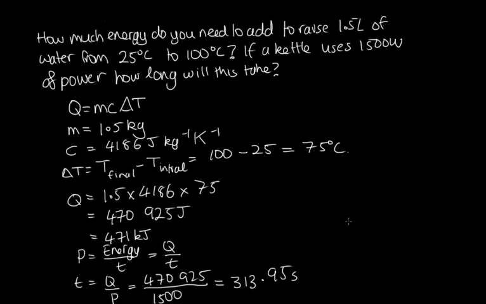Now if we want to get the time in minutes, we have to do 313.95 divided by 60, and this gives us 5.23 minutes. So that's a relatively long time, but this is a relatively low wattage kettle, and 1.5 litres is quite a lot of water to put in the kettle. So that is a completely reasonable answer.